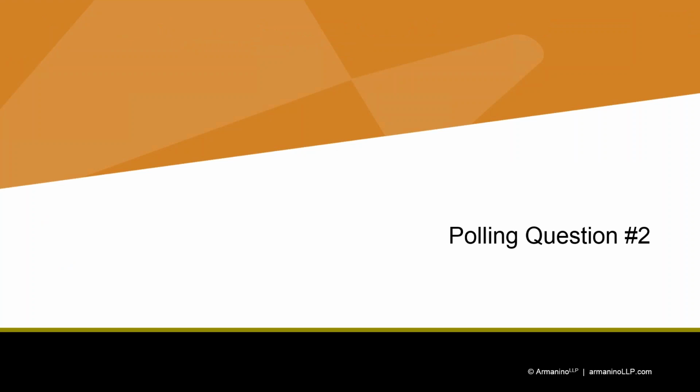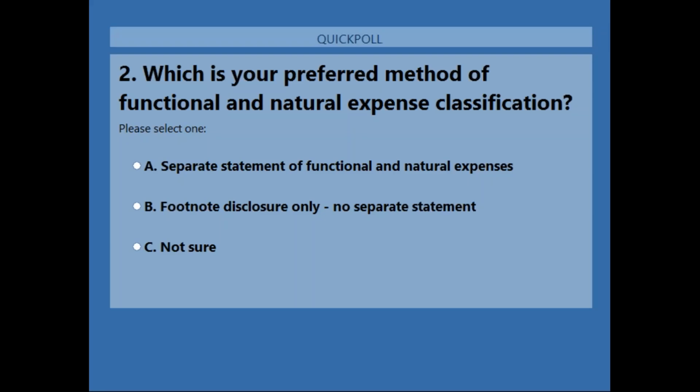Thanks, Matt. Let me see if I can read this polling question up. Which is your preferred method of functional and natural expense classification? Is it A, separate statement of functional and natural expenses, B, footnote disclosure only, no separate statement, or C, you're not sure?